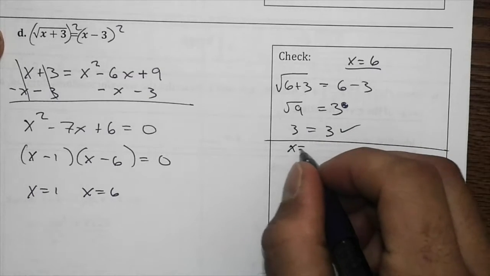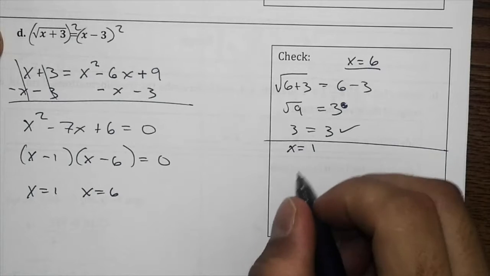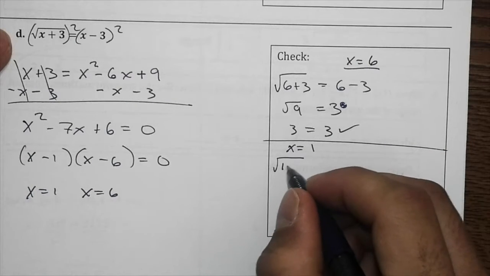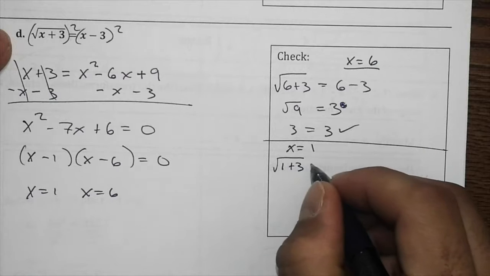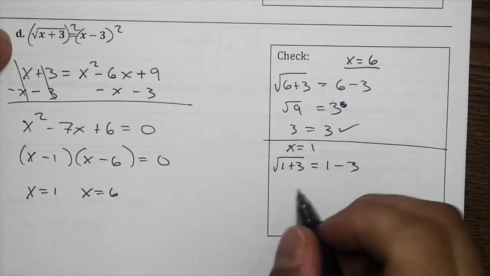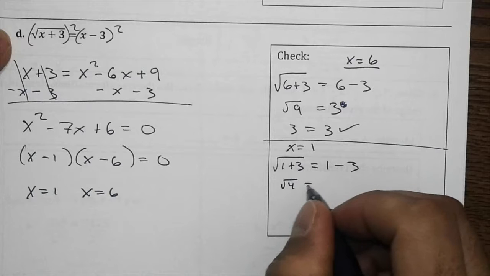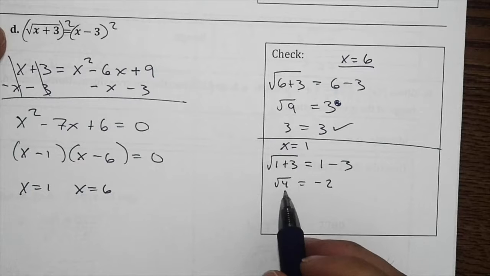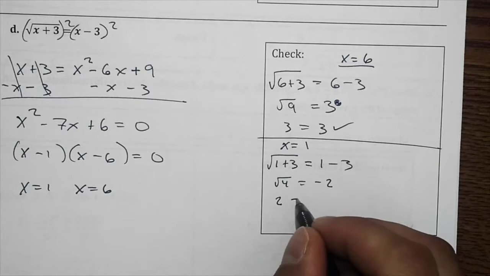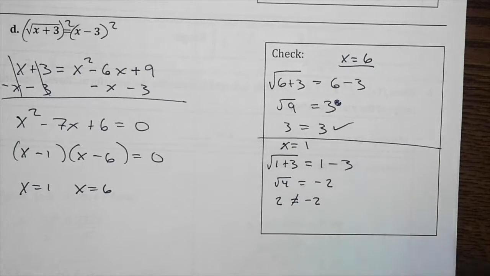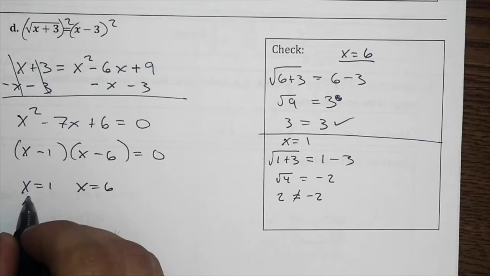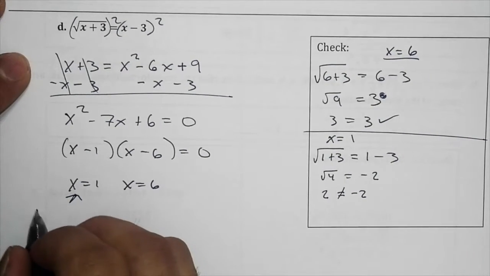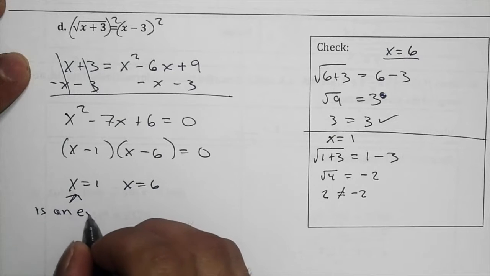Let's try x equals 1. So we'll have the square root of 1 plus 3 equals 1 minus 3. So we have the square root of 4 equals negative 2. Don't you already know now that it doesn't work? Correct, because at this point we have a negative. We're not solving for anything, so it's not going to be plus or minus. The square root of 4 is simply 2, and that is not equal to negative 2. So we know here that x equals 1 is an extraneous solution.